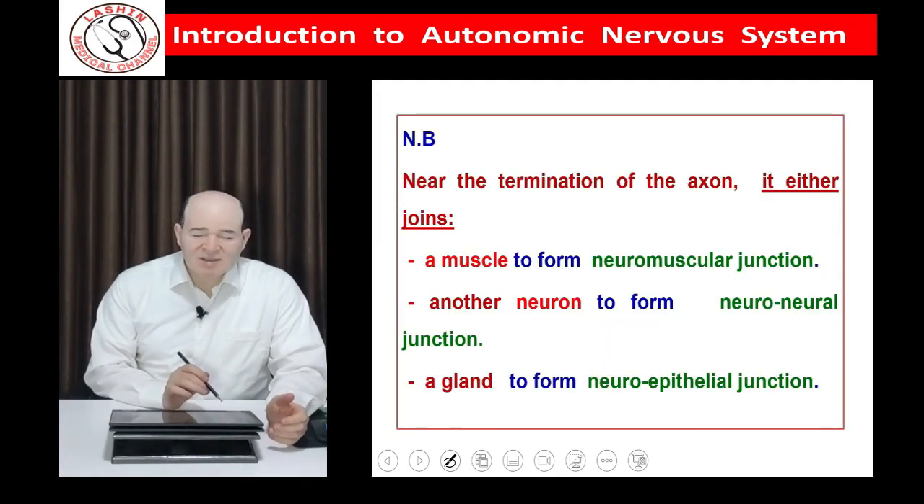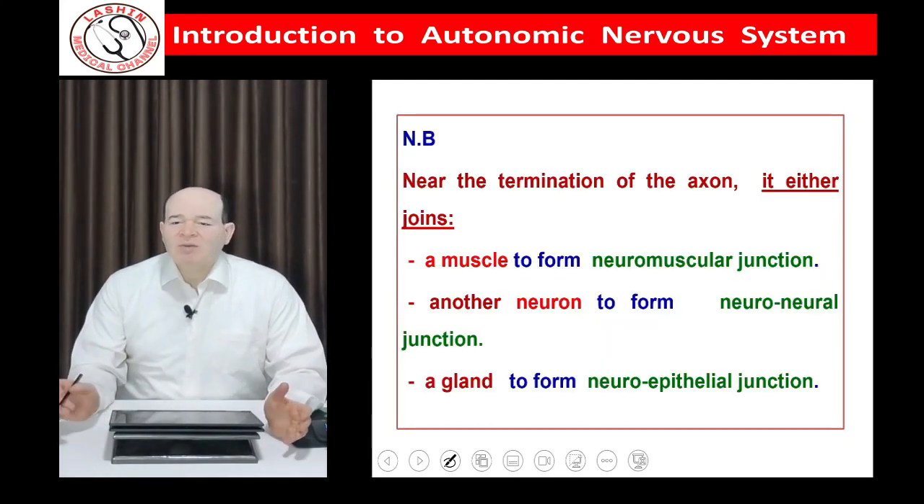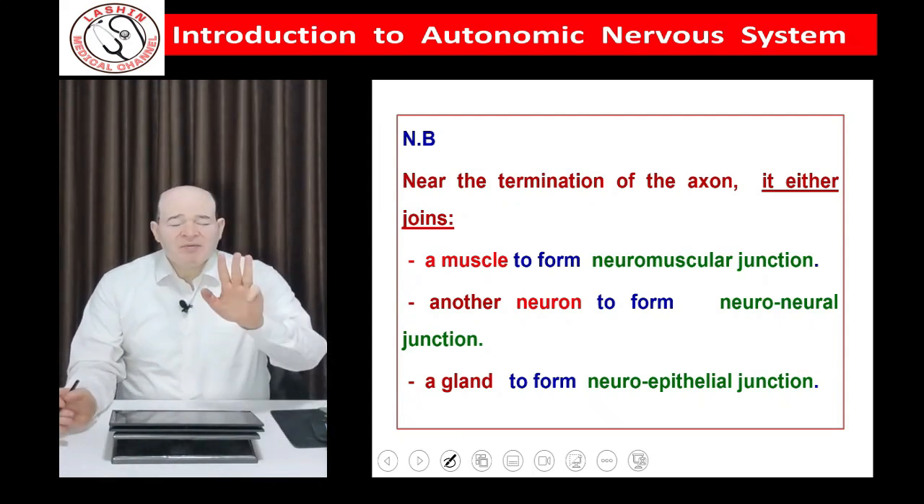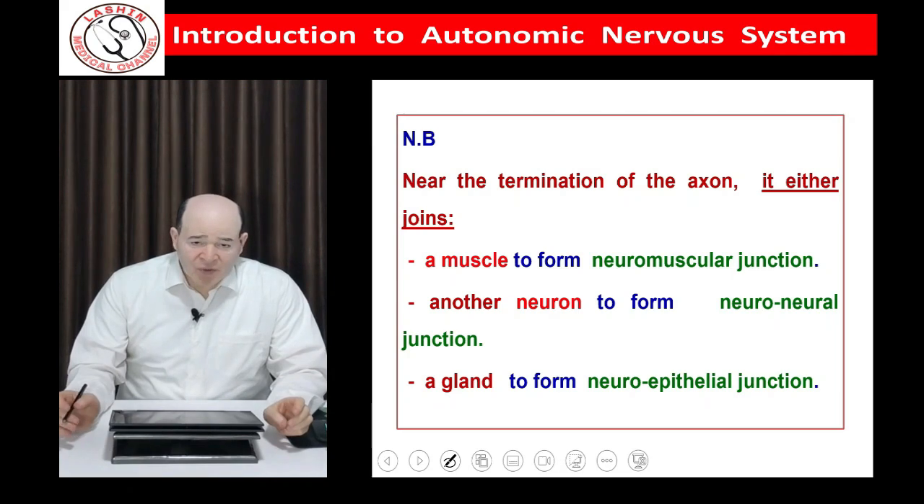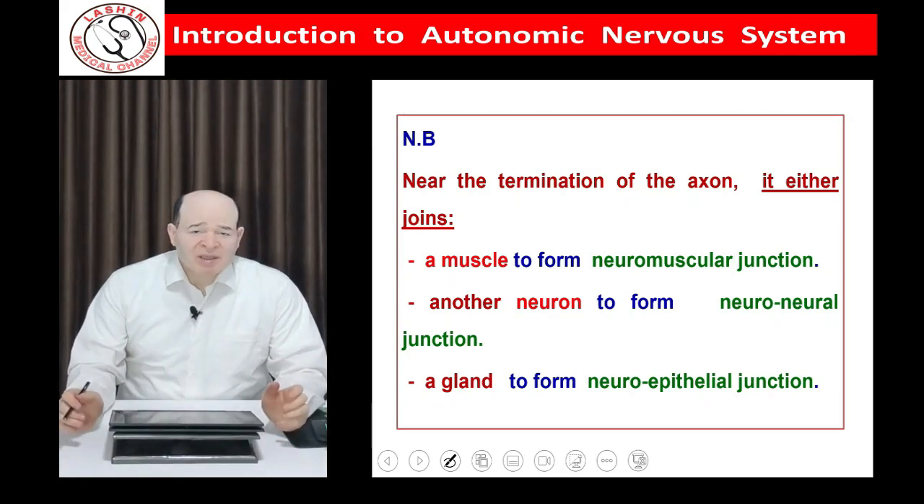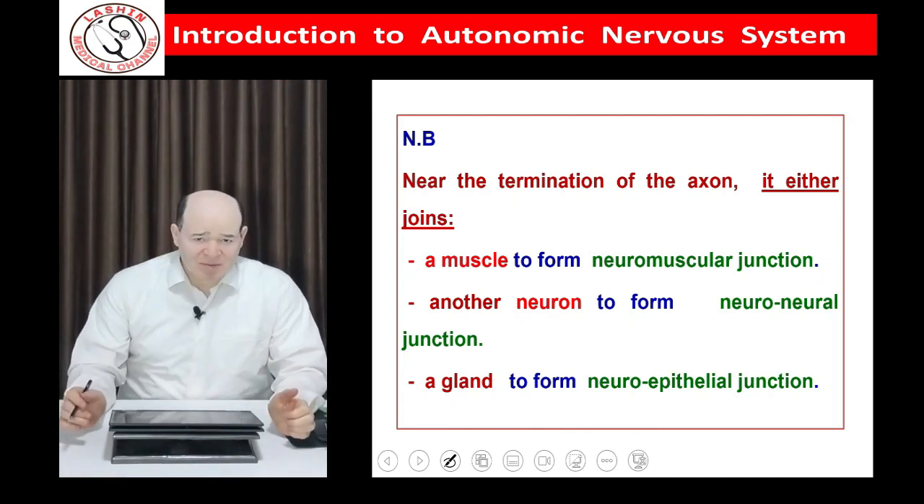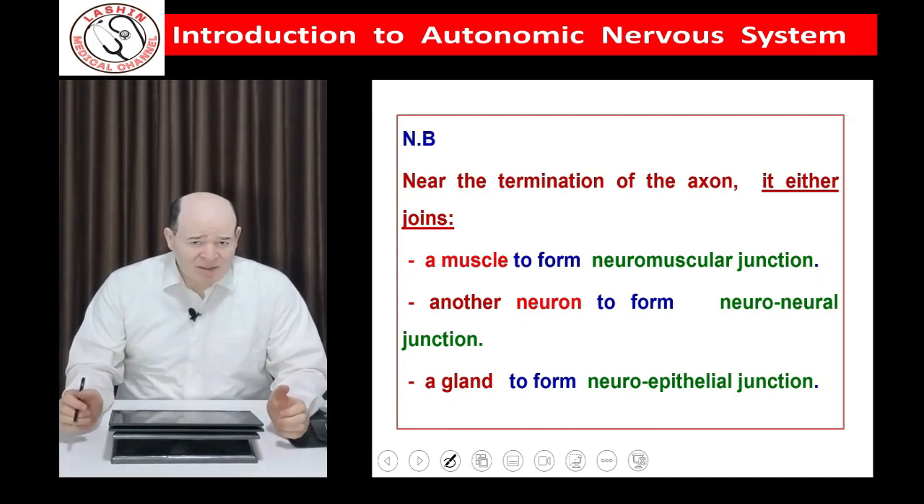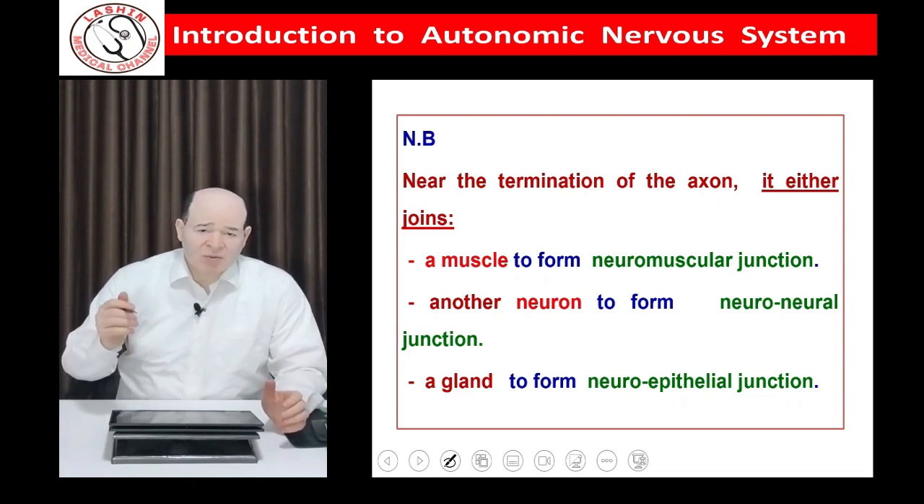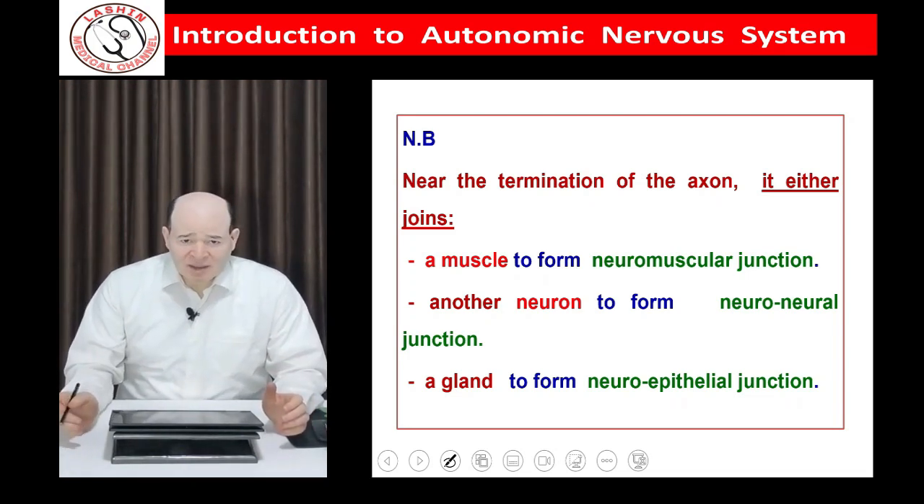So what is the fate of the axon terminal? Where does the neuron terminate? We have three possibilities. The first is that the neuron terminates on another neuron, forming a chain for transmitting impulses within our nervous system. The site of contact between a neuron and another neuron is called the neuro-neural junction or synapse, and we will discuss it in detail later on.